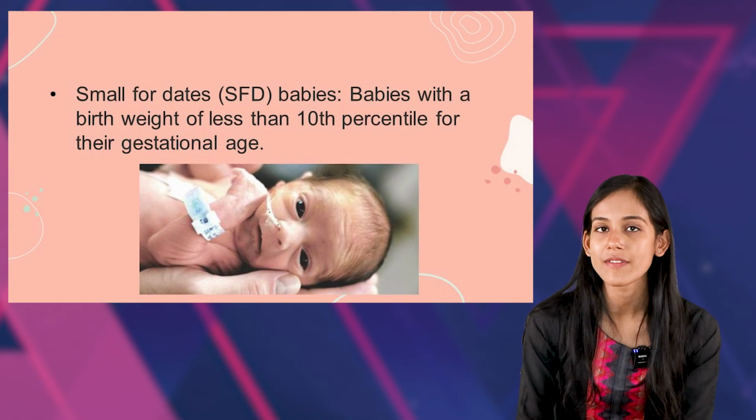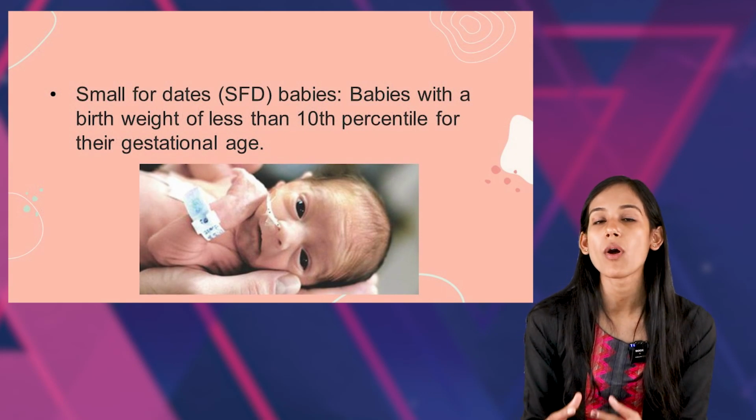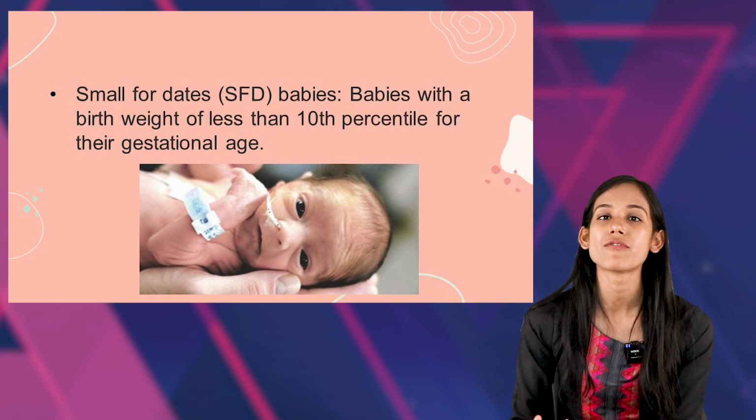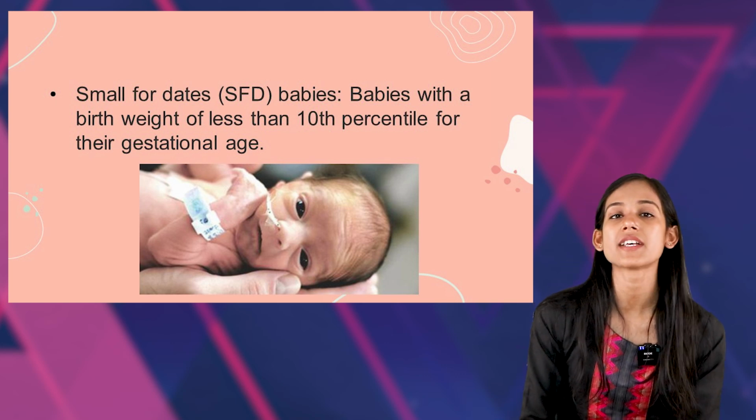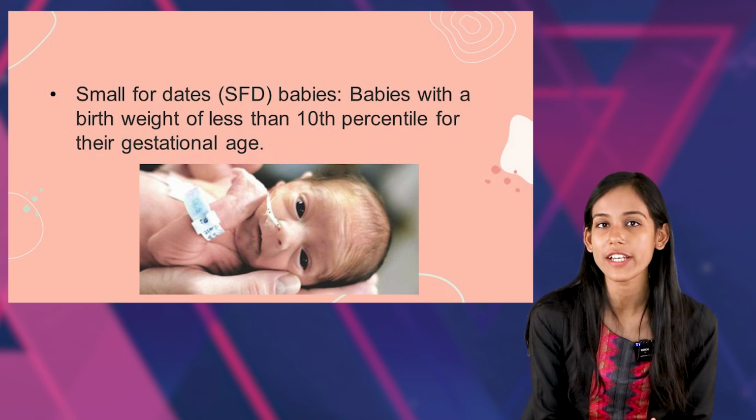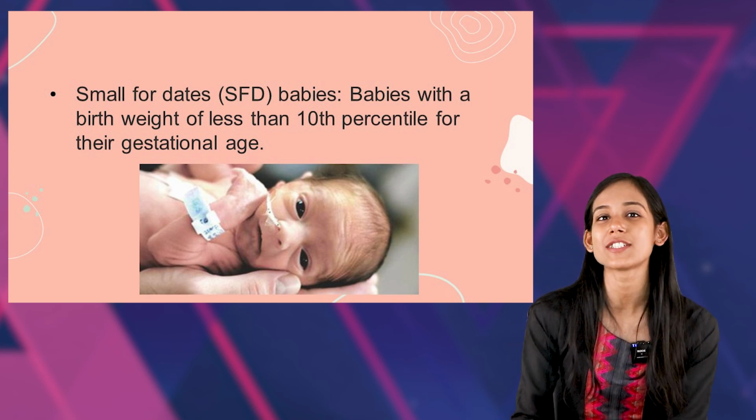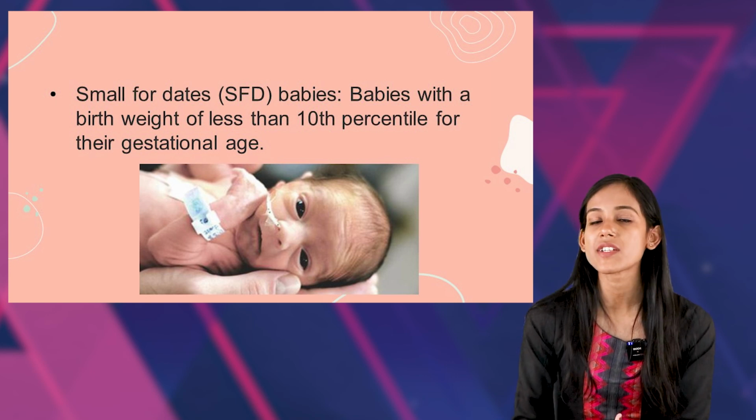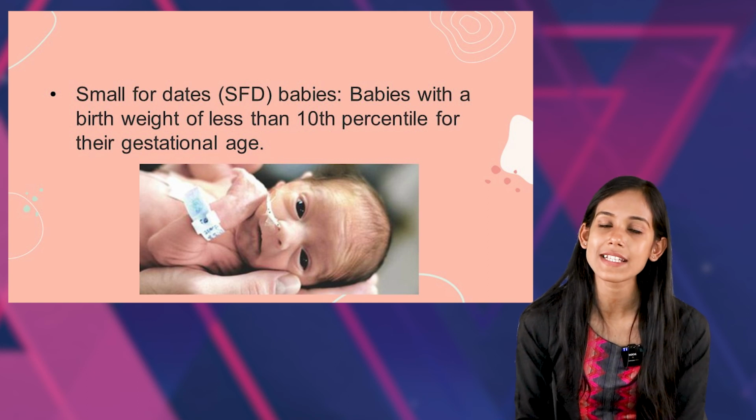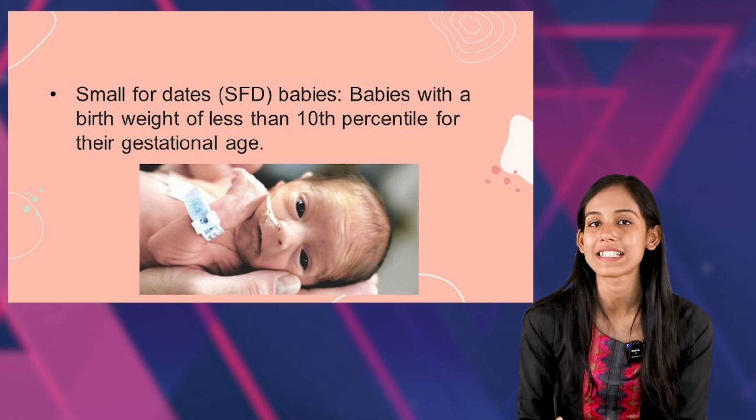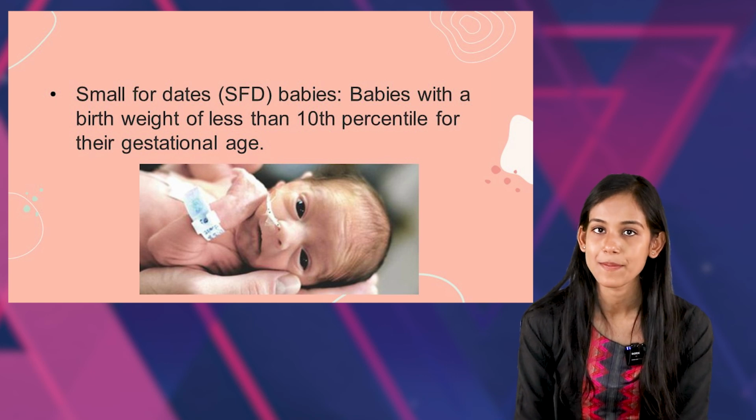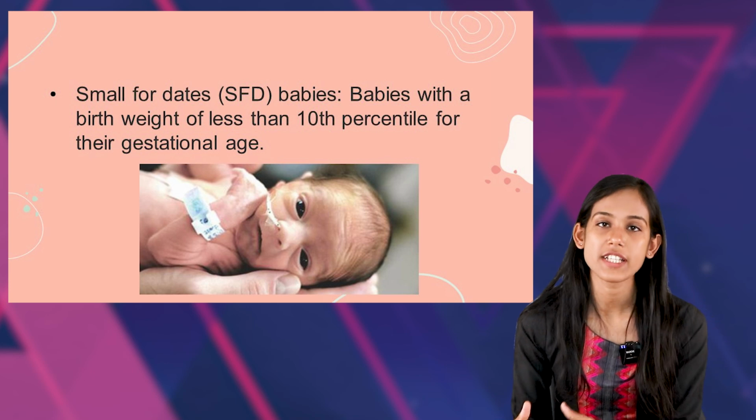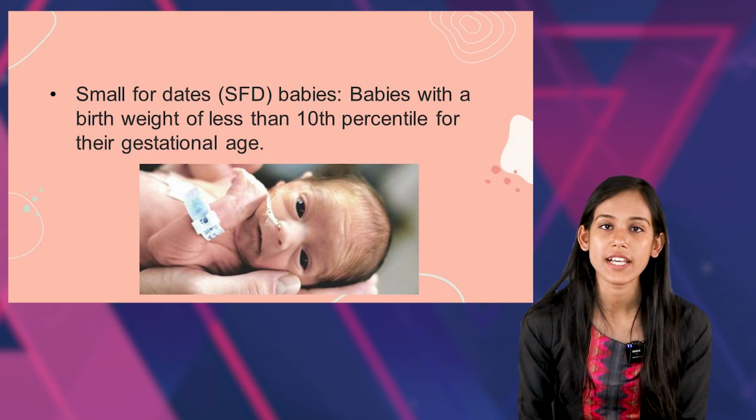We also have one more classification, that is small for dates babies. With this term itself, you can understand that small for dates means they are small compared with their dates, that is, their gestational age. Babies with a birth weight of less than the 10th percentile of their gestational age are termed small for dates babies. They are also termed small for gestational age or IUGR babies.